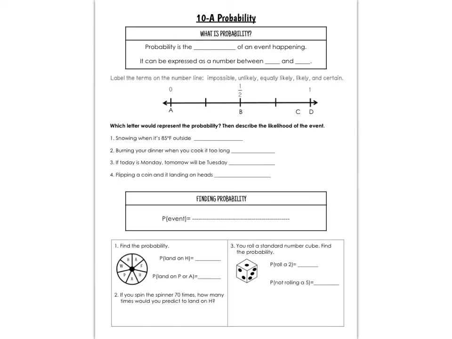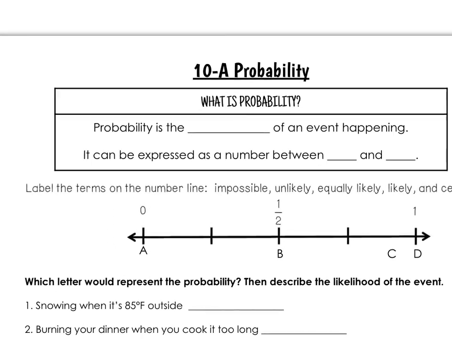Okay, so let's go ahead and start on probability. You'll see in the first box here, it asks the question, what is probability? Probability is the chance of an event happening. And it can be expressed as a number between 0 and 1. So a probability can't be less than 0, can't be in the negatives, and it can't be over 1.